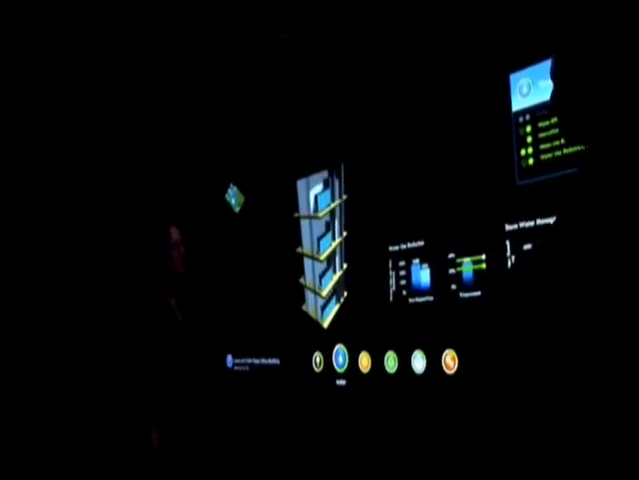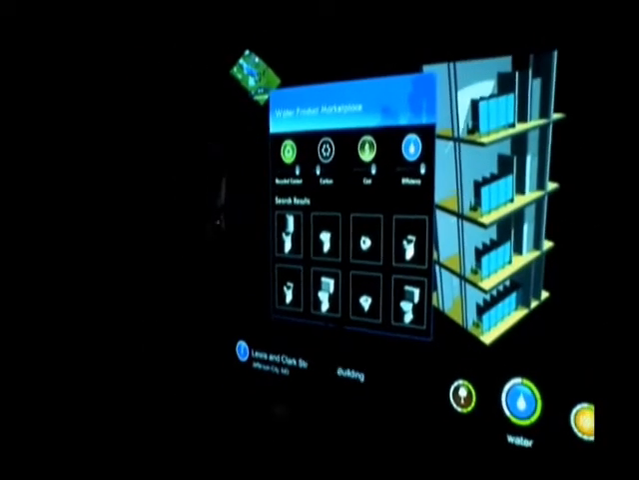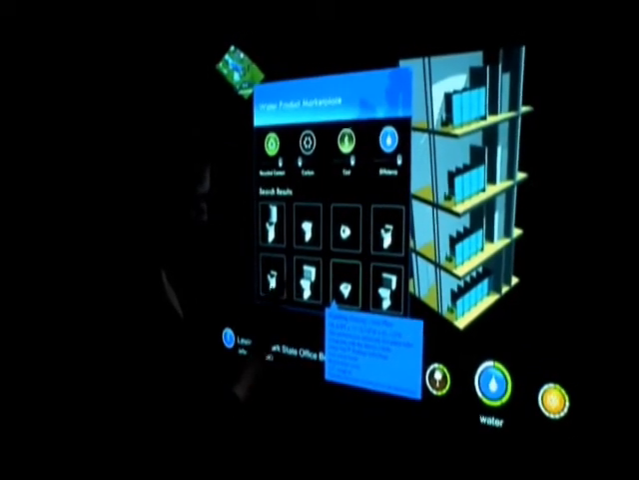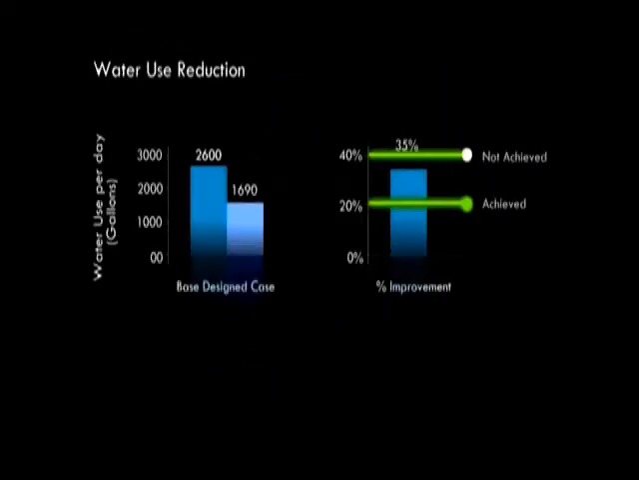The model is now used as a direct link to a product marketplace, where more efficient fixtures are located, compared, and used directly in the model. Using low-flow fixtures throughout the building reduces the amount of water the building will use.